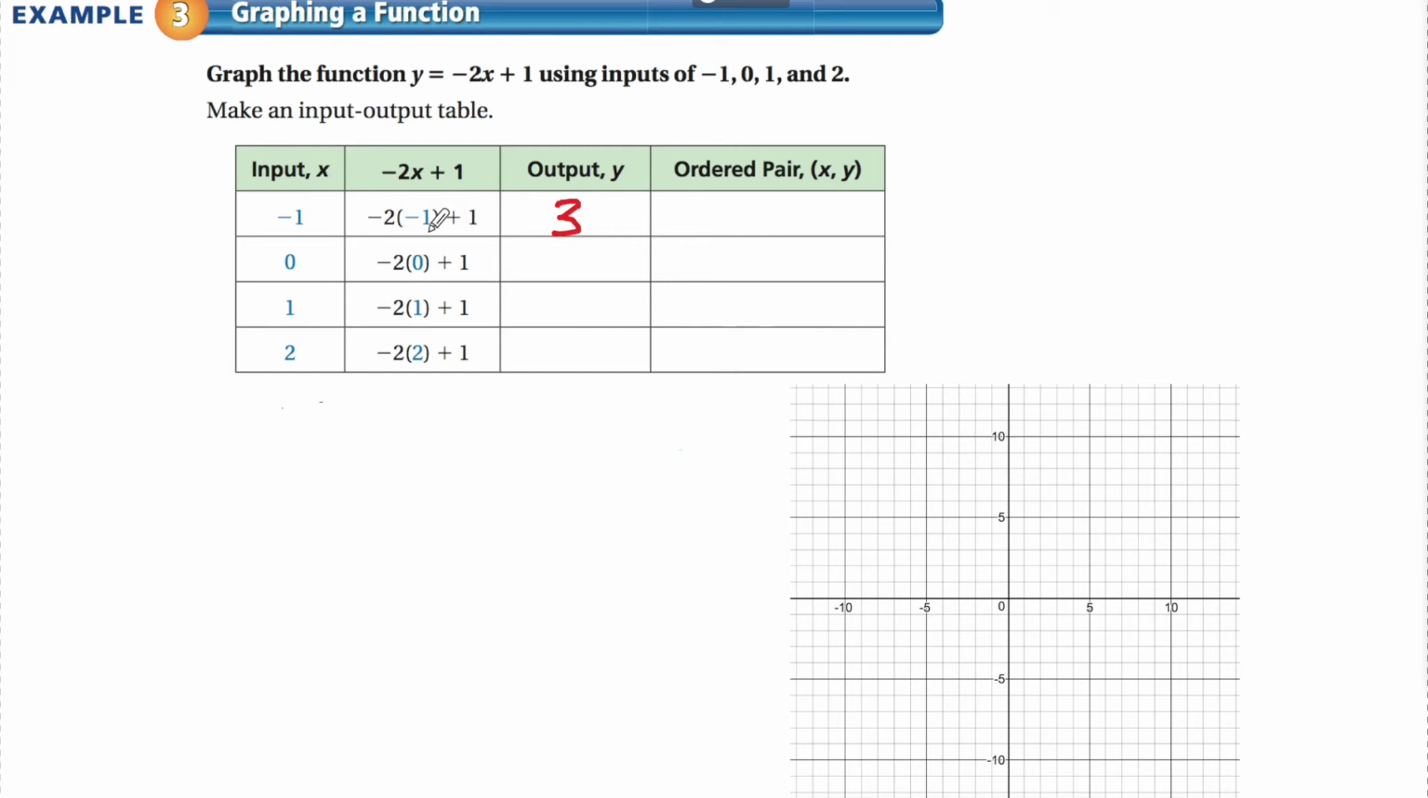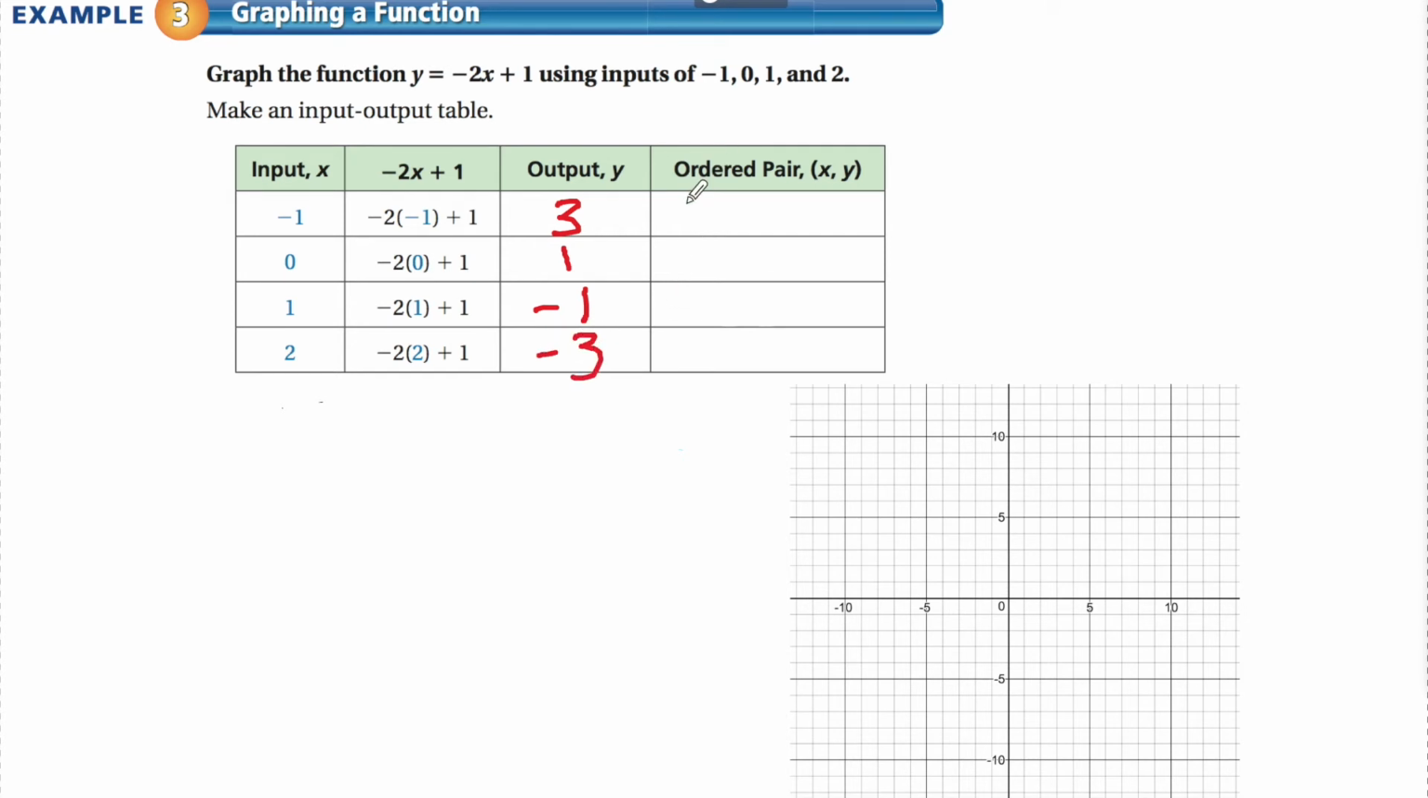Then we plug in 0 for x. Negative 2 times 0 is 0. Plus 1 is 1. And then plug in 1. Negative 2 times 1 is negative 2. Plus 1 is, negative 2 plus 1 is negative 1. And then we plug in 2 for x. Again, negative 2 times 2 is negative 4. Plus 1 is negative 3.